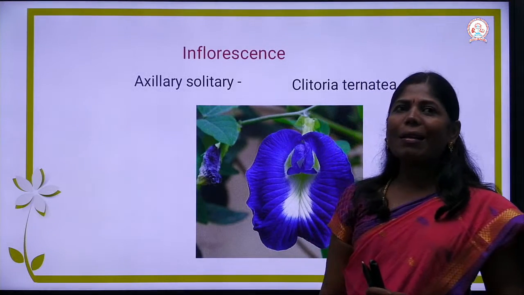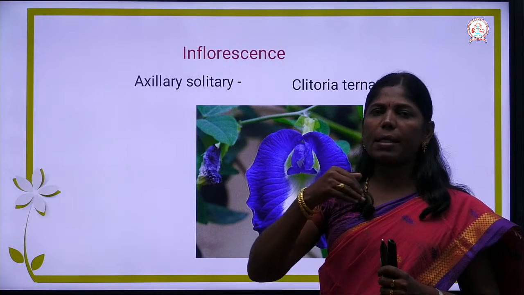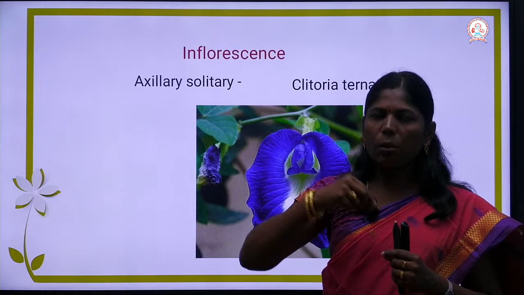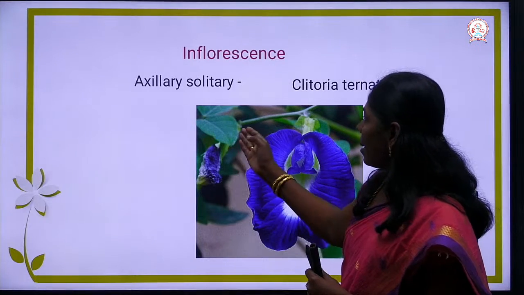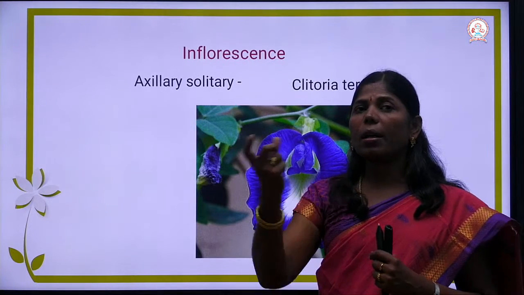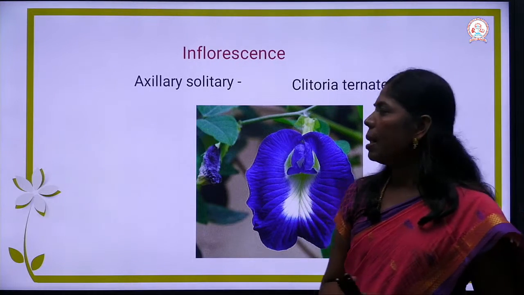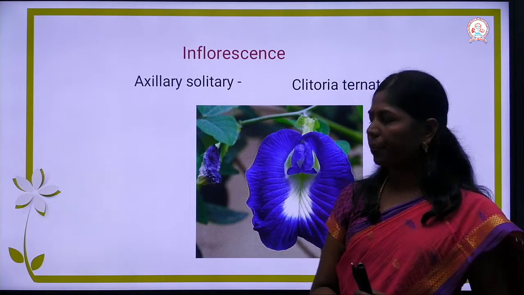Next one is axillary solitary. What is the axillary region? It arises between the node and the internode. If a flower arises between the node and the internode, that is an axillary flower. So how many flowers arise from there? Only one flower. If only one flower is there, that is an axillary solitary inflorescence. Example: Clitoria ternatea.